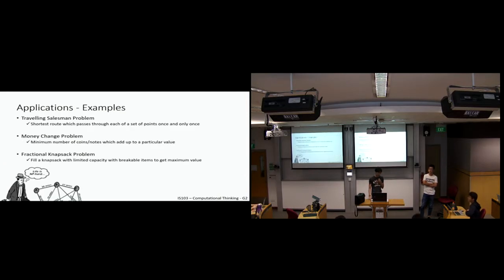So what are some applications or real-life examples of the algorithm? The one we are more familiar with would be the TSP, traveling salesman problem, and the other two are the money change problem and the fractional knapsack problem. Since we are all really familiar with what TSP is about, we'll just briefly go through it and focus more on money change and the fractional knapsack problem.